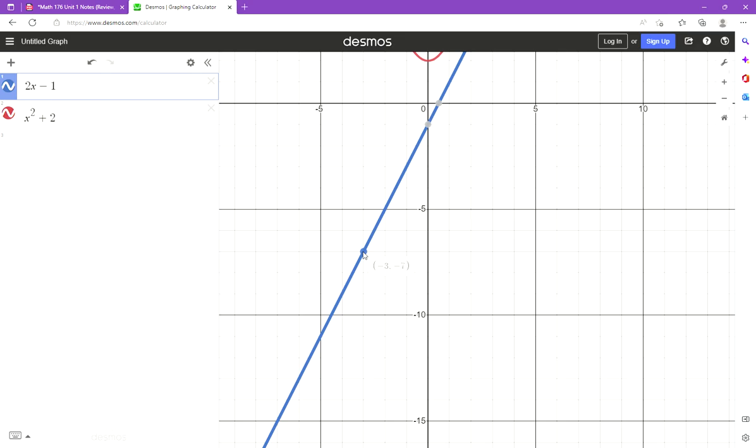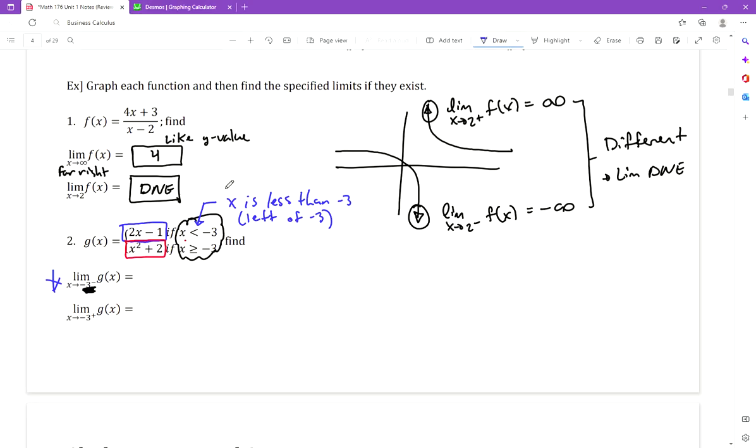That's it. Remember, the limit is similar to a y coordinate. On this one, it is just -7. Okay, so that's it. So this is -7.